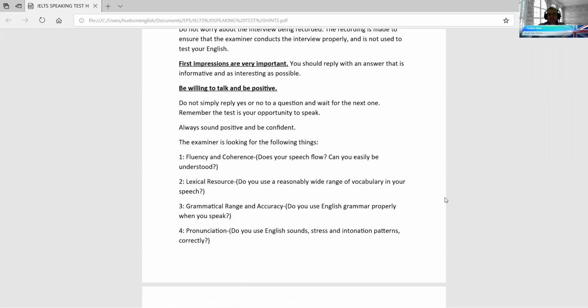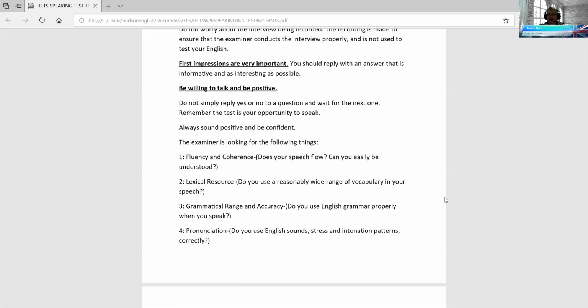The examiner is looking for the following things: fluency and coherence. Does your speech flow? Can you easily be understood? Do you understand the examiner? When they ask you a question, can you reply to that question in a logical way? Lexical resource. This is the vocabulary, the words you're using. So do you use a reasonably wide range of vocabulary in your speech?